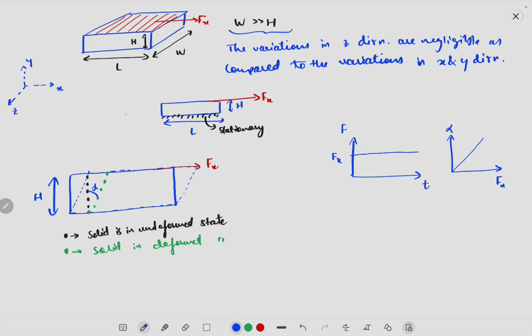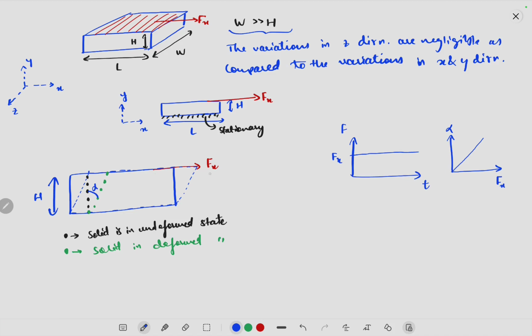The 2D is in x and y, and we are not now looking at the variations in the z axis, and we just exaggerated this figure like this. We marked some points, so these black points correspond to the undeformed state of the solid. The green points were marked that refer to the deformed state of the solid.